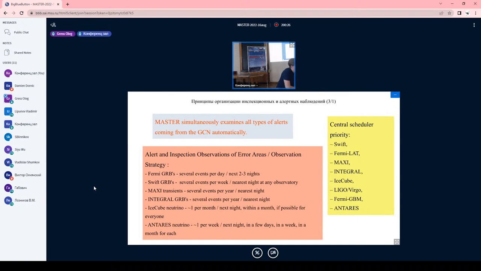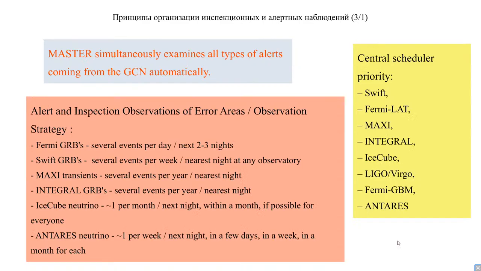The main thing is that the master simultaneously examines all kinds of alerts coming from the GCN automatically. Therefore, the master has a very definite way: a central scheduler, shown on the right, and the observation strategy for different types of alerts, shown in the center.